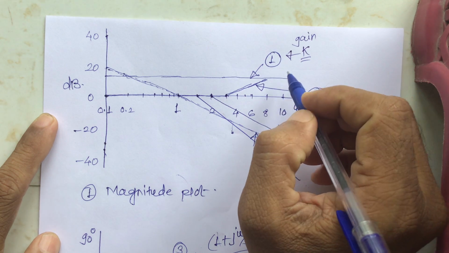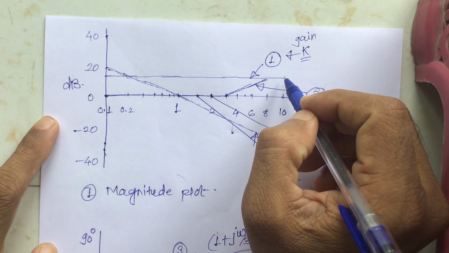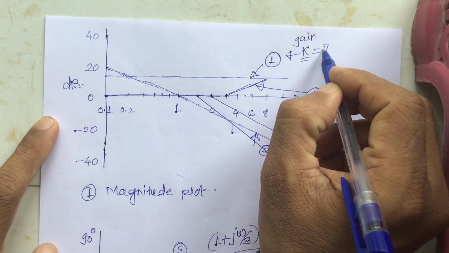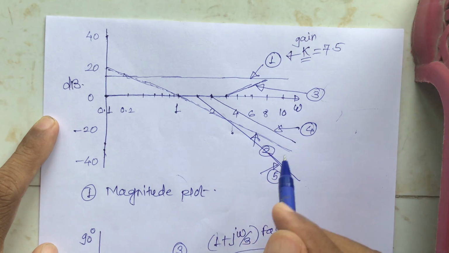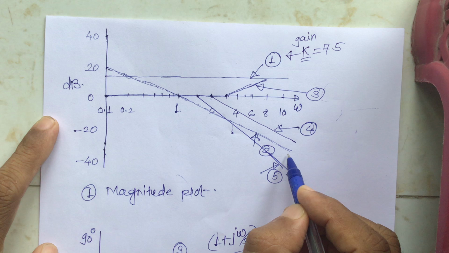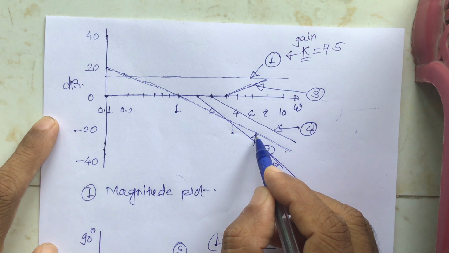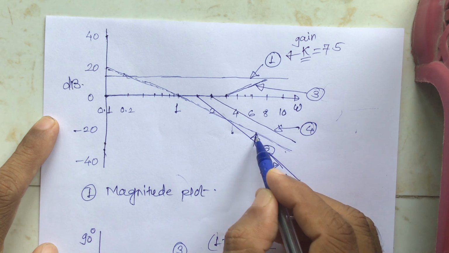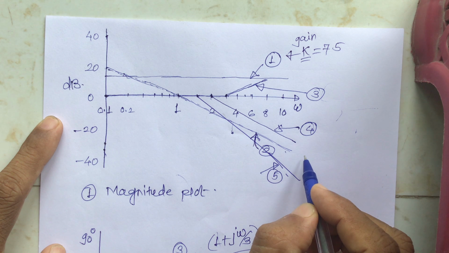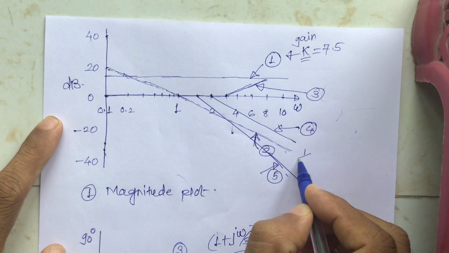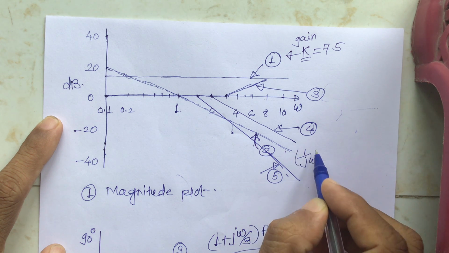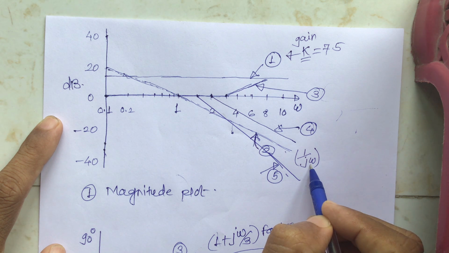Okay, this is the first factor, the individual plot of the gain K, which is equal to 7.5. Now the second factor. Which one is the second factor? This is 1 over j omega.